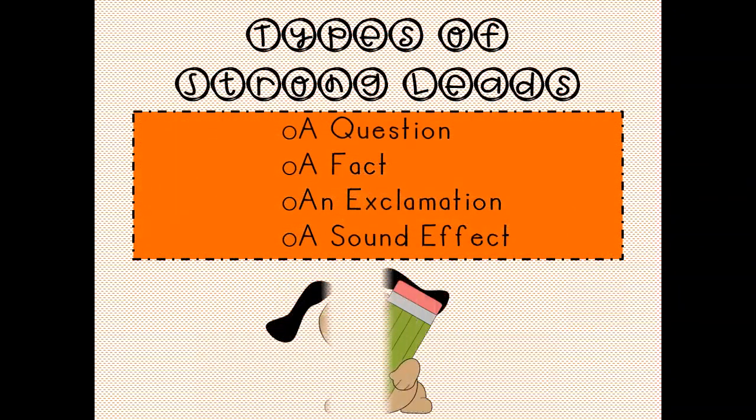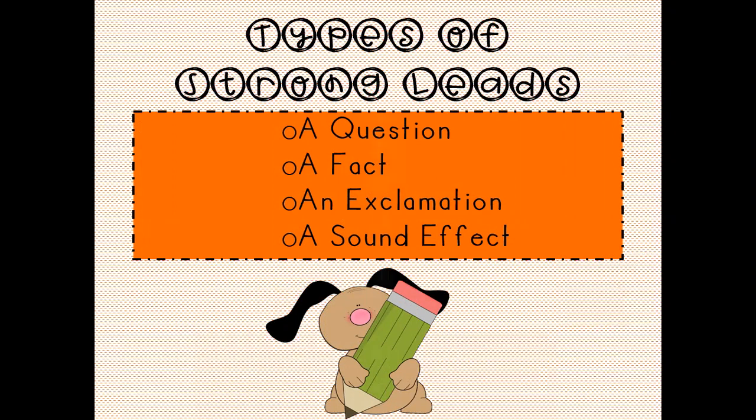We're going to talk about 4 types of strong leads today. We're going to talk about a question, a fact, an exclamation, and a sound effect. The first strong lead that we're going to talk about is a question. We know that a question asks something, so it's going to be asking our reader a question.